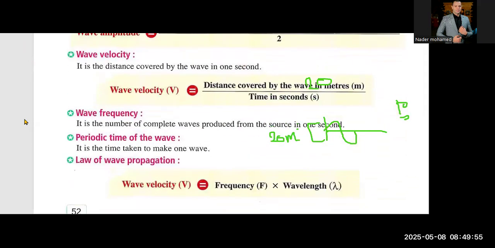Wave velocity: we have two rules for wave velocity. Number one, distance over time, and number two, frequency times wavelength. Wave frequency is complete waves over time. Periodic time is the time of one wave. And the measuring unit for wave velocity is meter per second.